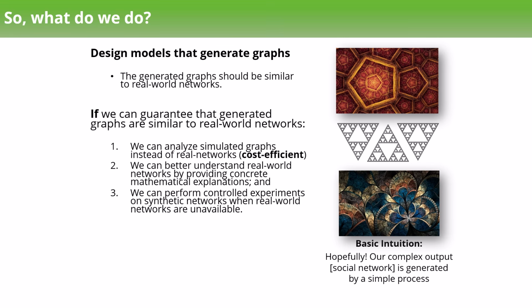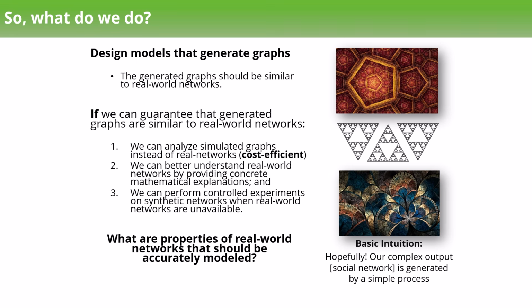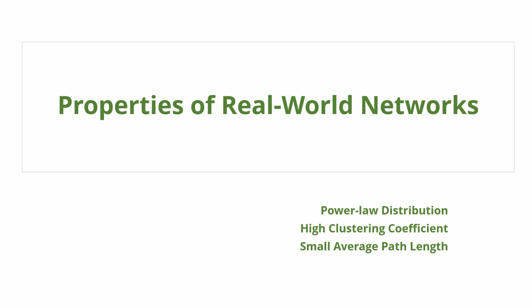The fractal images represent how a complex pattern can emerge from a very simple rule. Similarly, social networks may look extremely complicated, but they might be generated by a few simple underlying principles. So next we will see the properties of real world networks. There are three very important properties: power law distribution, high clustering coefficient, and small average path length. These characteristics appear repeatedly in social networks, web networks, citation networks and communication networks.